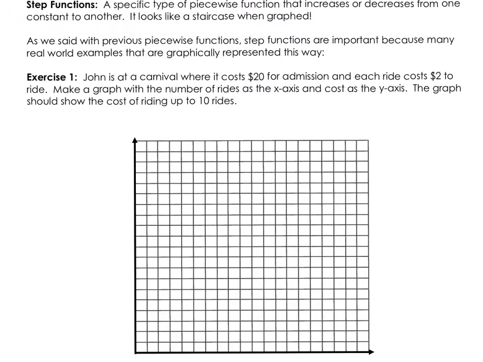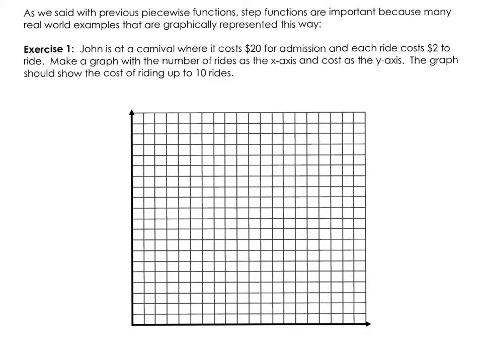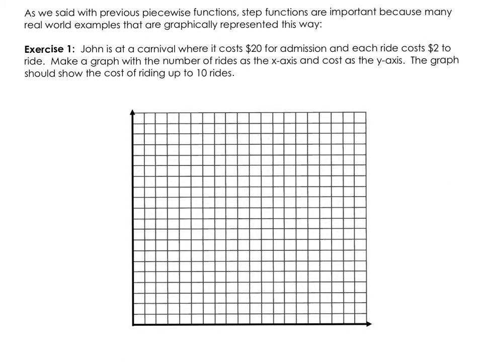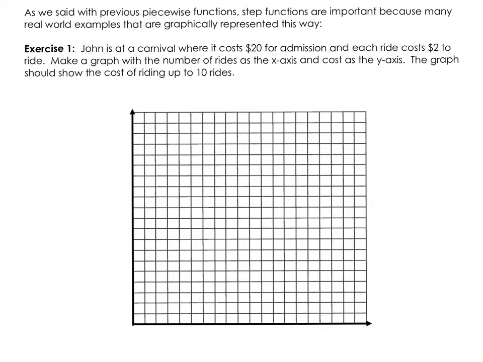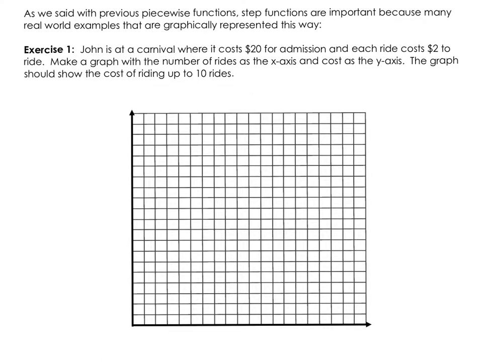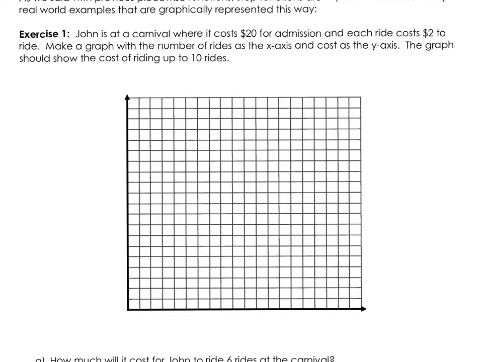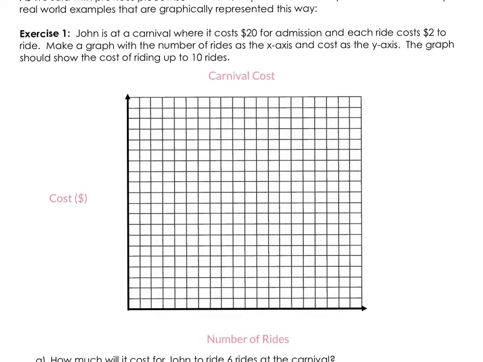In this first example, John is at a carnival where it costs $20 for admission and each ride costs $2 to ride. We want to make a graph with the number of rides as the x-axis and the cost as the y-axis. The graph should show the cost of riding up to 10 rides. The first thing I'm going to do is label my x, y, and give this a title. Okay, so I have the number of rides, the cost in dollars, and the carnival cost.